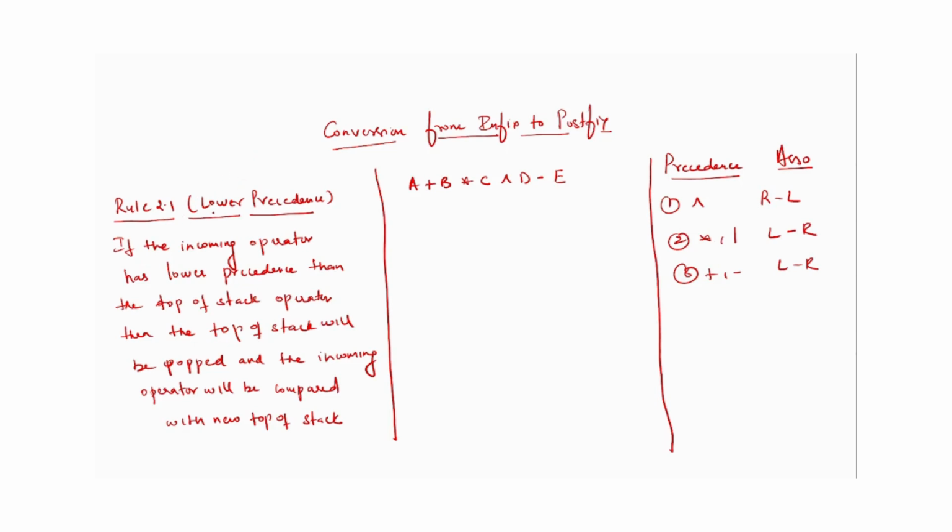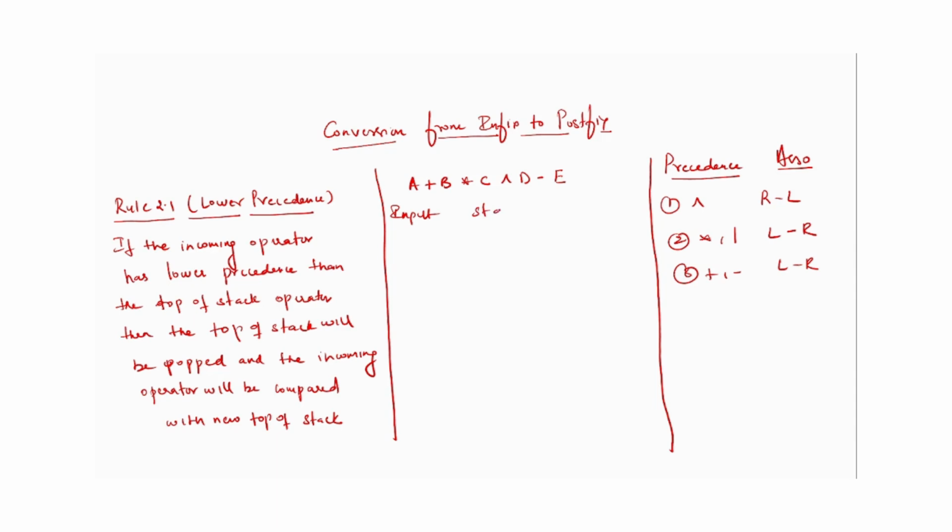Okay, this is rule 2.1 of lower precedence. If the incoming operator has lower precedence than the top of the stack operator, then the top of the stack will be popped and the incoming operator will be compared with the new top of the stack. I will explain this with a simple example.